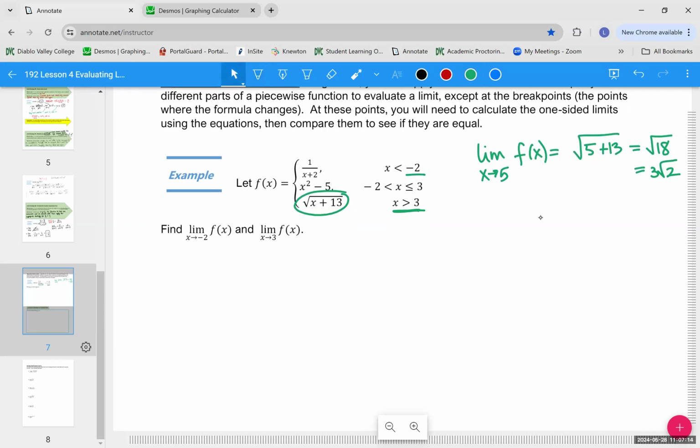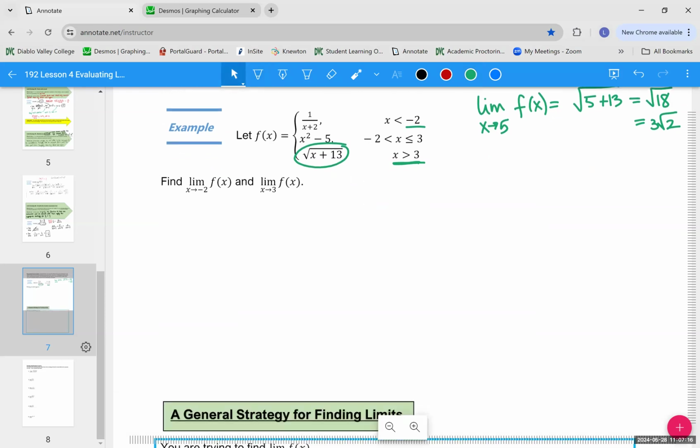So the direct substitution does not change except for these two numbers. So I'll start with one of them. Let's do the -2. This says find the limit as x approaches -2 of f of x. Well, I have one equation that applies for x less than -2, which would be when x is approaching -2 from the left. And I have another equation when x is greater than -2. So that would be when x is approaching -2 from the right. So I am going to write these two things separately.